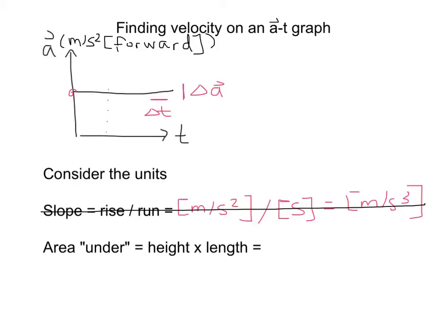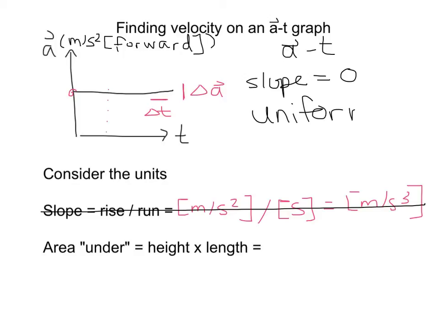The only thing we notice here is that the slope is 0 in this case, because we have a horizontal line, and this is going to happen to us most of the time on an acceleration time graph in grade 11, because we want to have constant acceleration or uniform acceleration. And we're actually going to do a lab based on this, the class after this one.